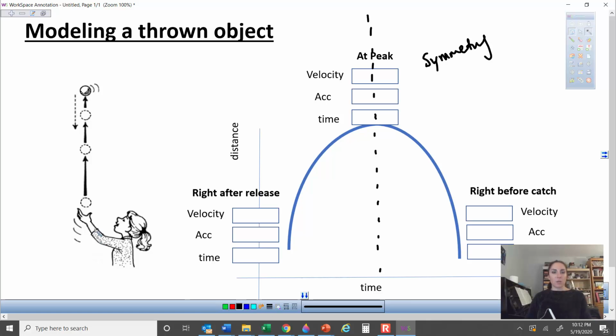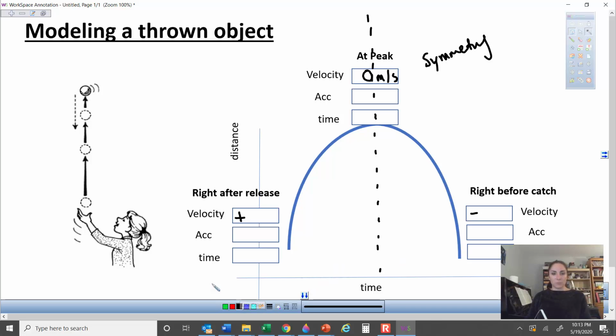Now, first of all, I want to talk about the motion of this ball, right? As this ball is rising, the velocity is going to be a positive value as it's going up. At the very top, the object stops momentarily. In fact, objects have to stop to change direction, right? So at the very top, the velocity is going to be 0. It's not positive or negative, it's 0. And then from the top, as we go down, the velocity is going to be negative.